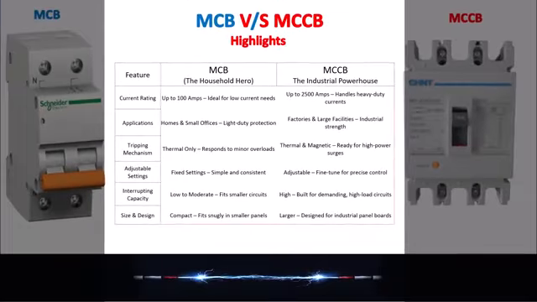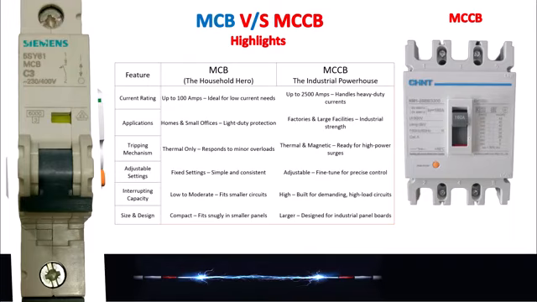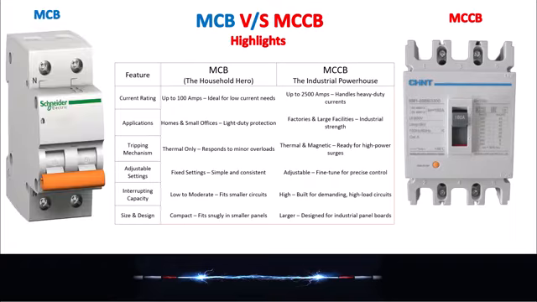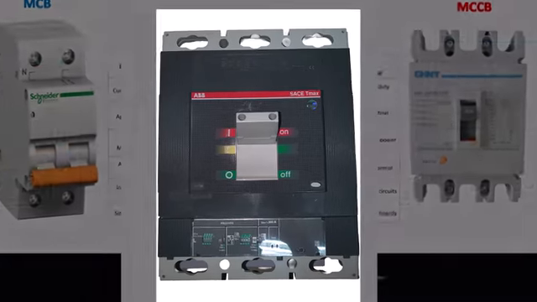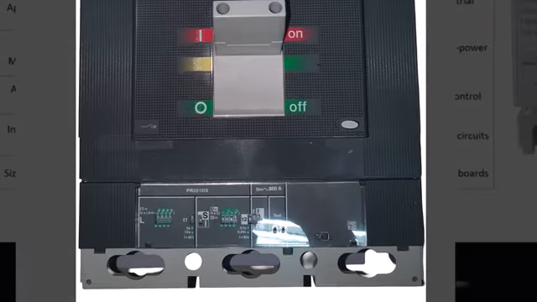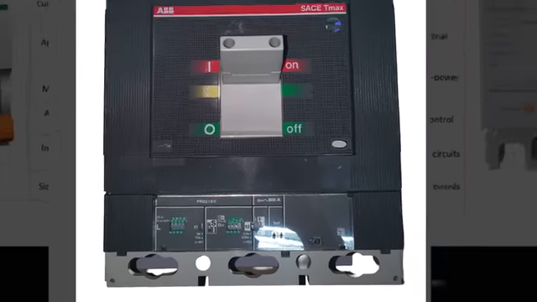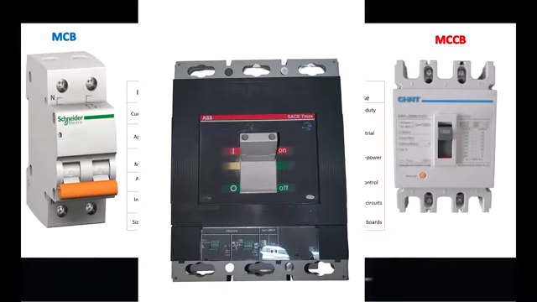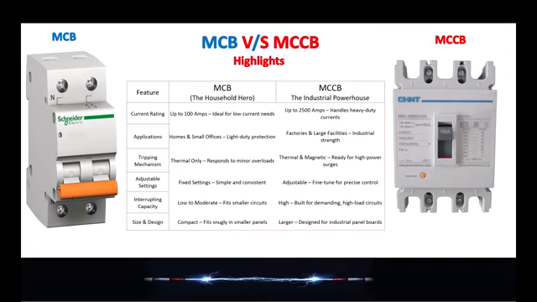On the other hand, MCCBs, or molded case circuit breakers, are the industrial powerhouses. They manage up to 2,500 amps, making them suitable for factories and large facilities. With both thermal and magnetic tripping mechanisms, they're built for high-power surges and demanding circuits. Unlike MCBs, MCCBs have adjustable settings for precise control and are larger in size, designed for industrial panels. In short, MCBs are for smaller circuits, while MCCBs handle heavy-duty systems, ensuring safety across all types of applications.